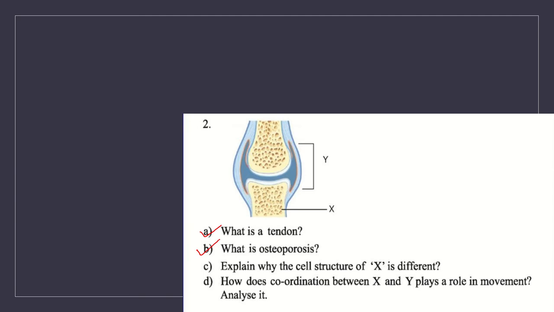That is done. Here is the osteoporosis. What is osteoporosis, and explain why. Osteoporosis is one kind of disease, that is the calcium deficiency disease. And number C, that is explain why the cell structure X is different. So this is X, this is X.